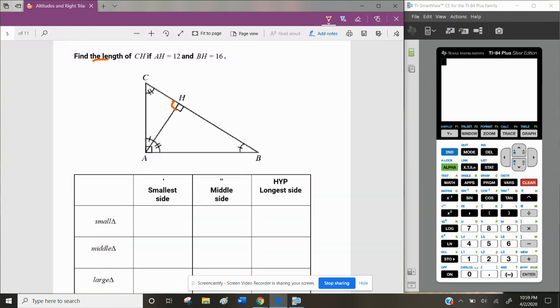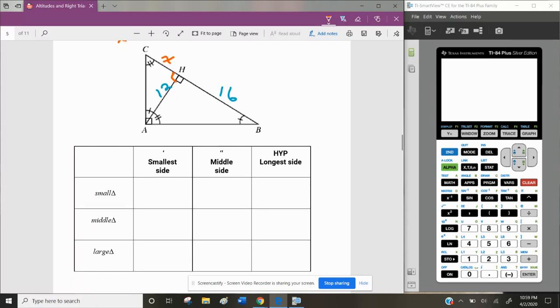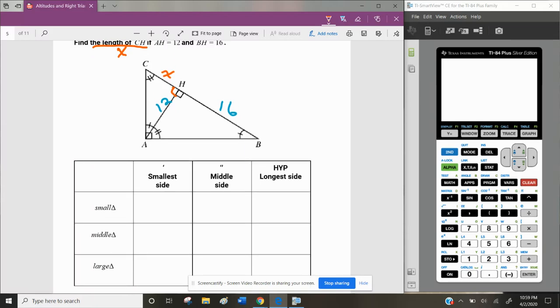So it says find the length of CH. I'm going to represent that with X. AH is 12, and BH is 16. So CH I have represented with X here. If I'm thinking of corresponding sides in the smallest triangle, I could take my hand and physically cover up the middle triangle here. My smallest side would be X, my middle side would be 12, and I don't know the hypotenuse, so I would leave that blank.